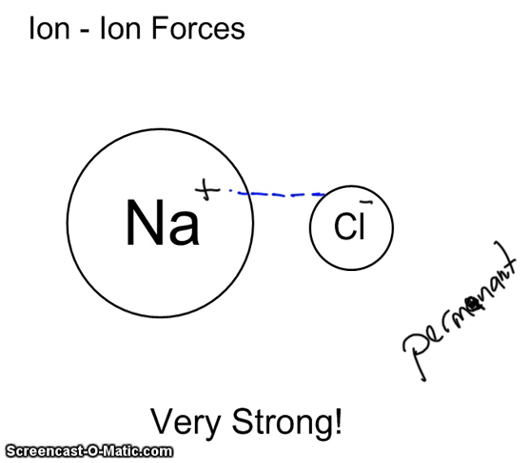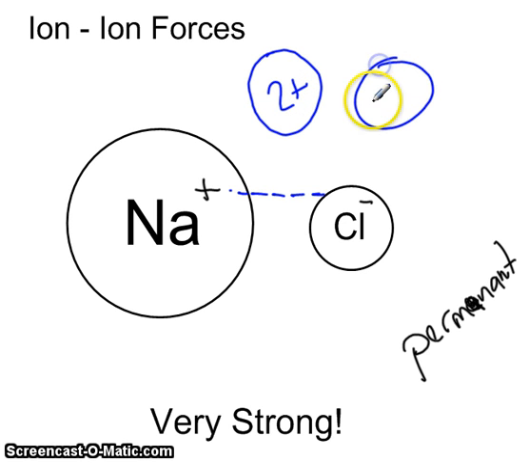But what happens if, instead of having a 1 plus and a 1 minus charge, we have something that has a 2 plus charge and a 2 minus charge? Would it be stronger than it is now? It is going to be stronger. That's exactly right. So the strength of ion-ion forces is dependent only on how big the permanent charge is.